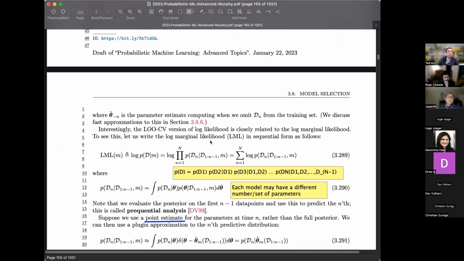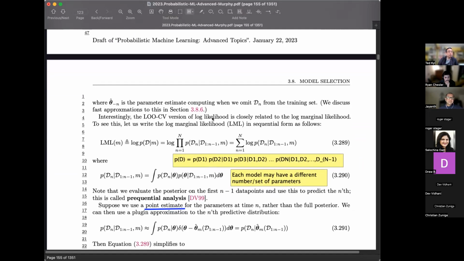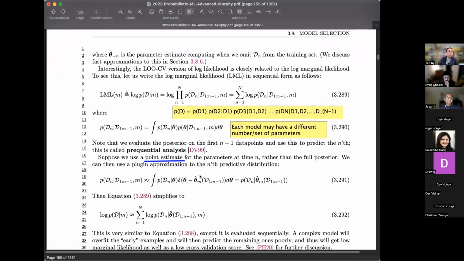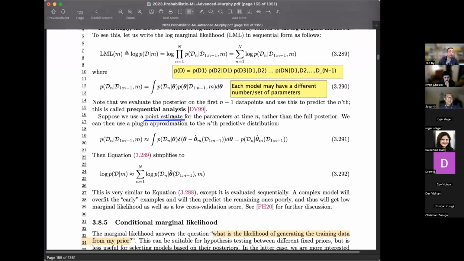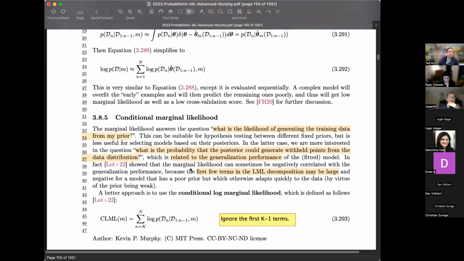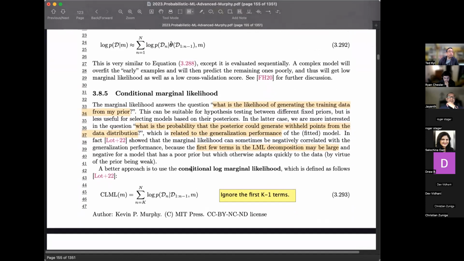He talks about a log marginal likelihood. You get this from this particular expression, the chain rule in probability. You can come up with this expression. Here is where he uses a point estimate. You have the delta function, and you can simplify it this way. Then he talks about conditional marginal likelihood.